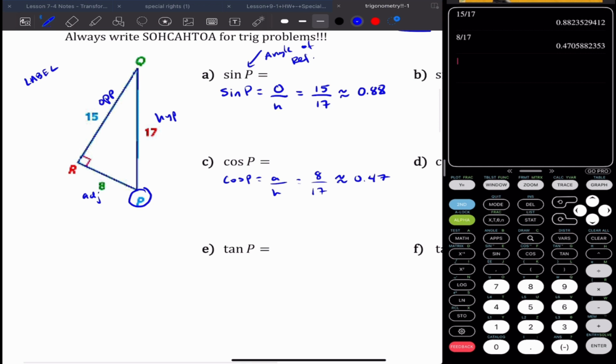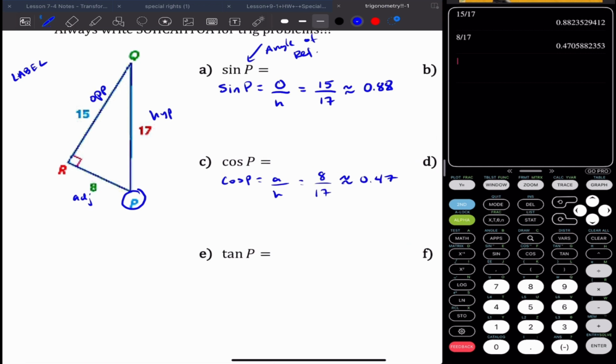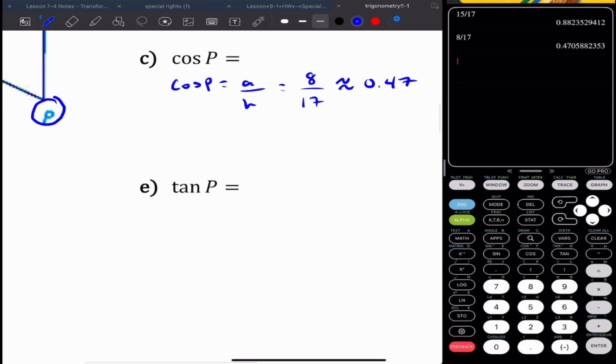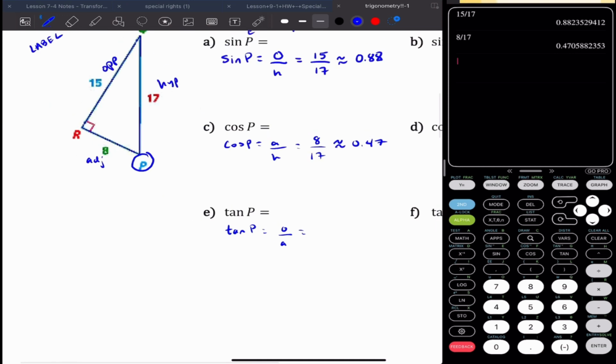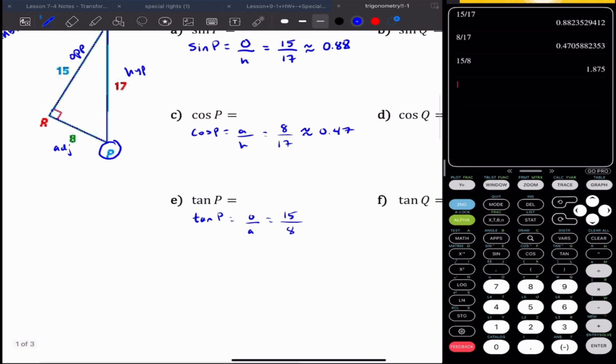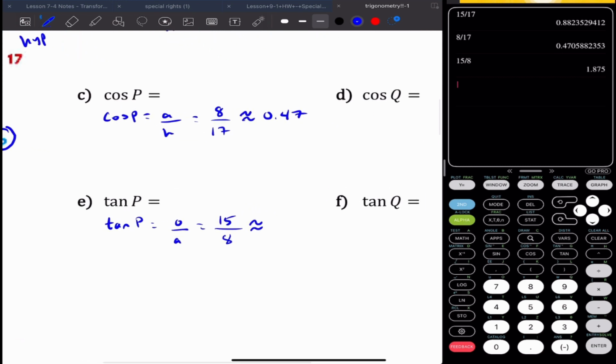Tangent of P. So what I'm going to do is go back to SOHCAHTOA. Tangent says opposite over adjacent. That's what I'm going to write. So tangent of P is equal to opposite over adjacent. What's the measure of the opposite side? That's 15. And the adjacent side is 8. So using my calculator, I have 15 divided by 8, rounded to the nearest hundredths. That is approximately 1.88. And that's your answer.